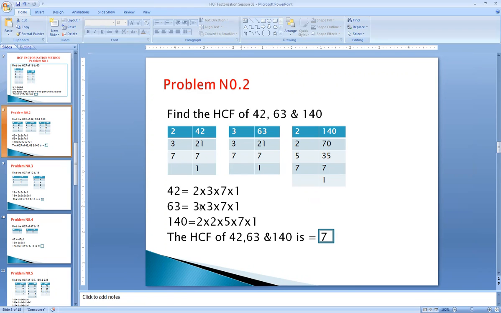We'll check 2. In the second case it is not there, so we should ignore. Then we'll see for 3. In the third case it is not there. Ignore 3 also. Then you consider 7. Here 7 is there in all the 3 cases, that is for 1 time.